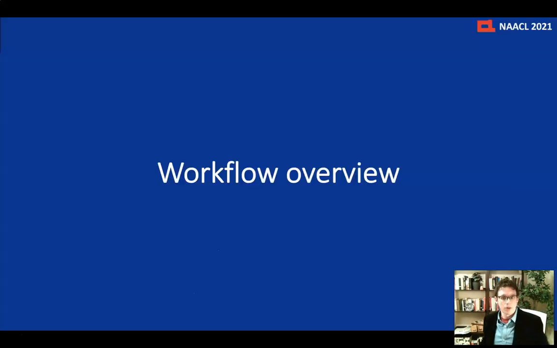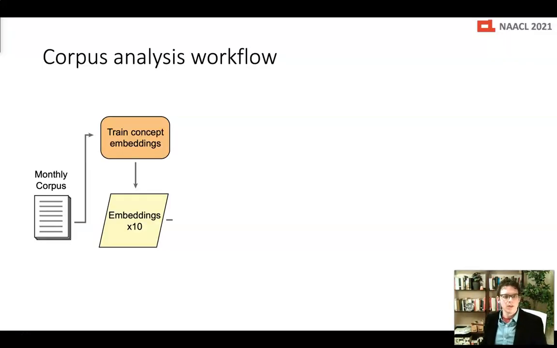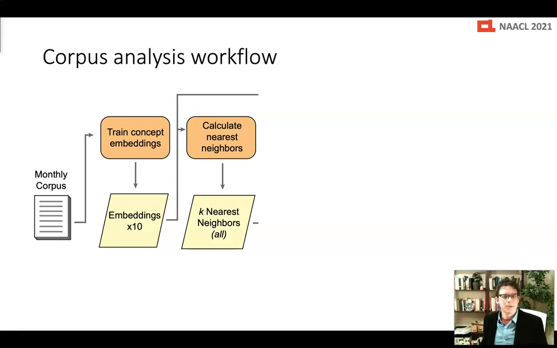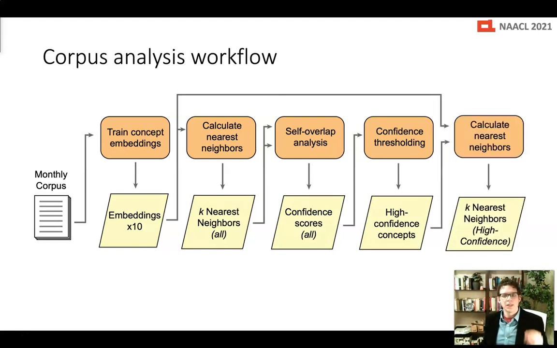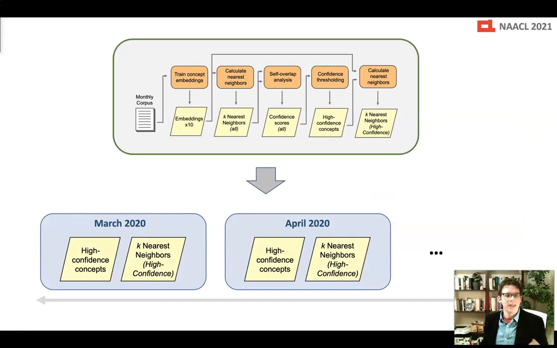So the overall workflow, going from corpus to stable nearest neighbors, looks like this. We start from our single corpus by training multiple embedding replicates. We'll then calculate the nearest neighbors in each of those replicates, see which embeddings have stable neighbors across the replicates, and calculate our final nearest neighbors using the stable embeddings only. So running this process on each corpus, we then get our concepts and our neighbors for comparison.